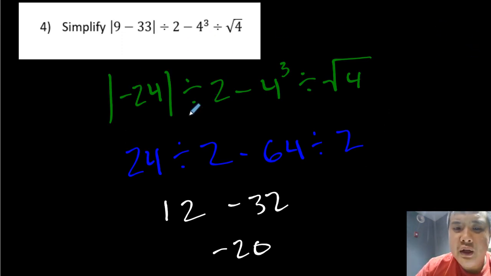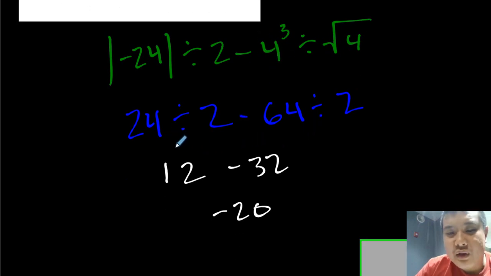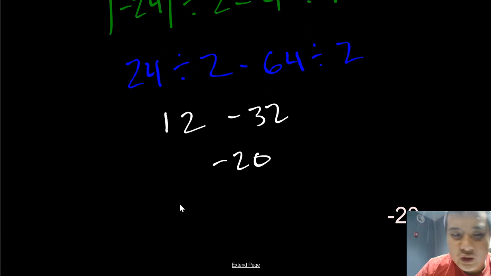What you should have found is that 9 minus 23 is negative 24. And then we take the absolute value of negative 24, which is 24. And then we also do 4 cubed, which is 64. And the square root of 4 is 2. Remember that we treat square roots like they are exponents, so we do exponents and square roots at the same time. The next thing that we do is the division, according to order of operations, so 24 divided by 2 is 12, 64 divided by 2 is 32. Then we do 12 minus 32, which gets us our final answer of negative 20.